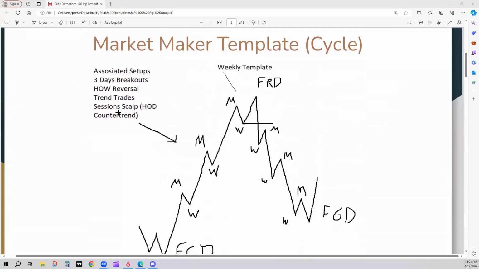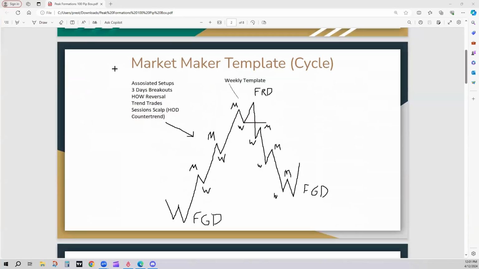So we're going to start off explaining and talking about this pattern right here, because all of the setups are going to be based around this market maker template. At any given week or on any given pair, it's always trading in between peak formation to peak formation.